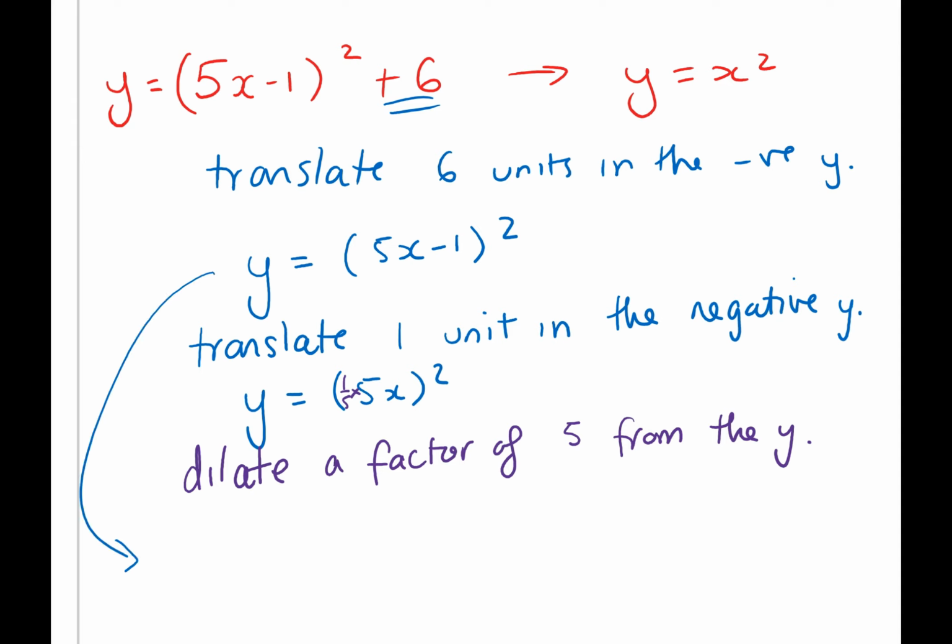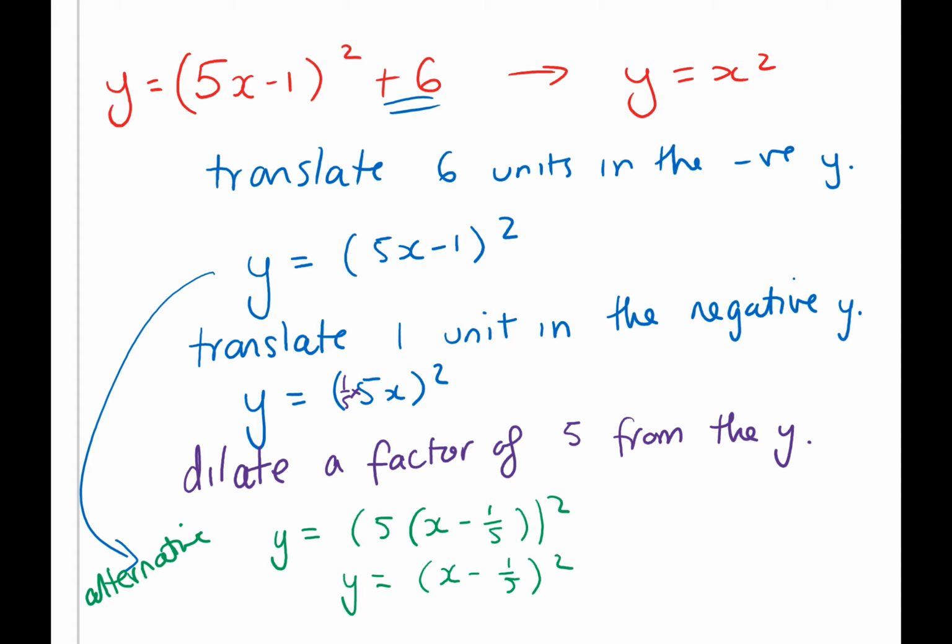Now if you did take that out as a common factor, so let's imagine that we were down here, and I'll do it as an alternative. So this is an alternative solution: we could have said, okay, y equals 5 outside of x minus a fifth, all squared. So to get rid of the 5 now, I would still dilate by a factor of 5 from the y. So that would be y equals x minus 1/5 squared. But now the final translation would be 1/5 units to the right. So it would be translate 1/5 units to the right, or in the negative x direction.